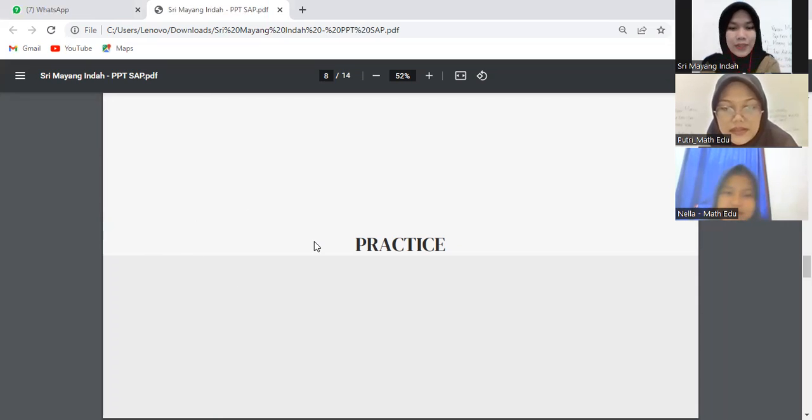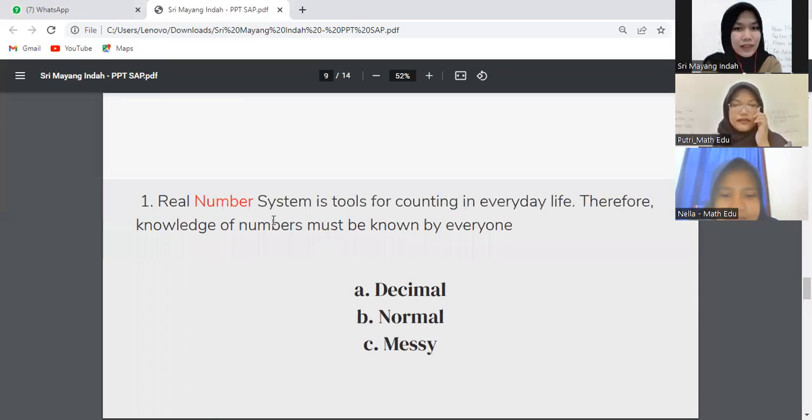All right, so we come to the practice. As you can see here, the red word. So you decide what is the synonym of the red word, okay? Who is gonna answer the first question? Can I, miss? Okay, who's that? Putri? Okay.